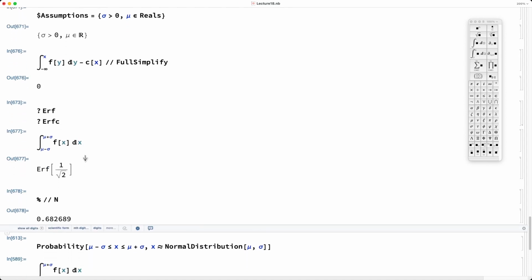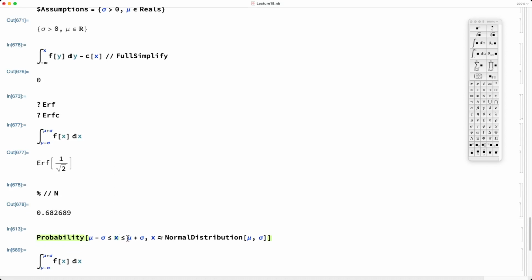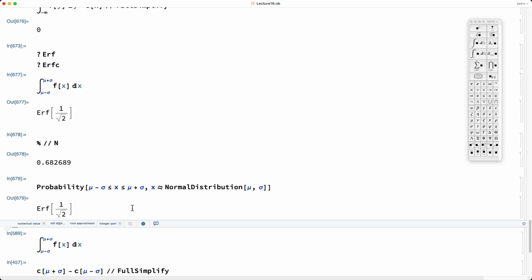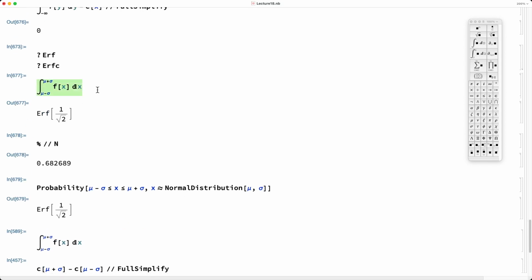Now for any distribution, you can also use the Probability command to calculate this quantity. So I can say what is the probability of x being between mu minus sigma and mu plus sigma when x is distributed according to the normal distribution with mean mu and standard deviation sigma. So I can ask for that, and Mathematica will immediately calculate this integral for me. Again, it does this simply by doing this integral.